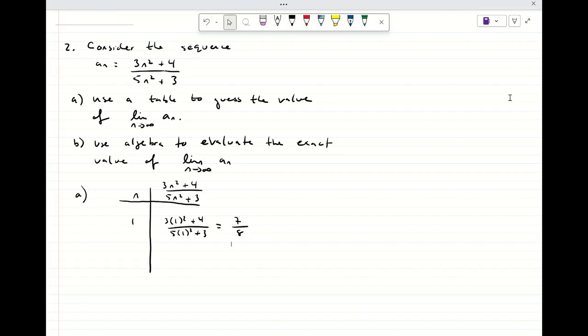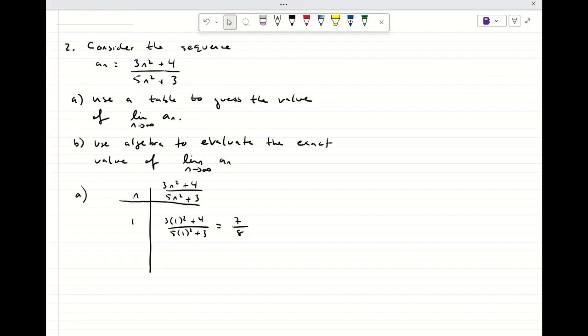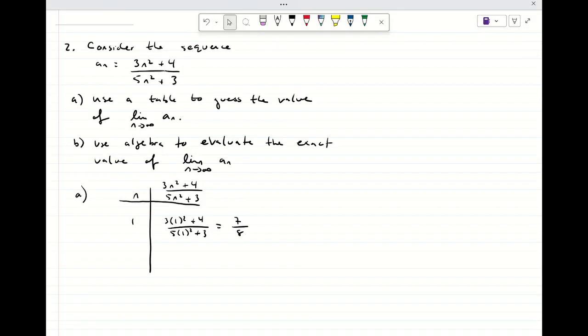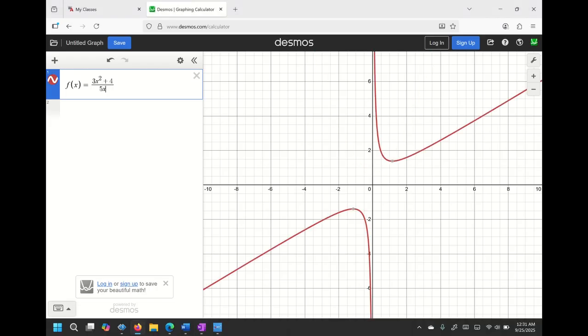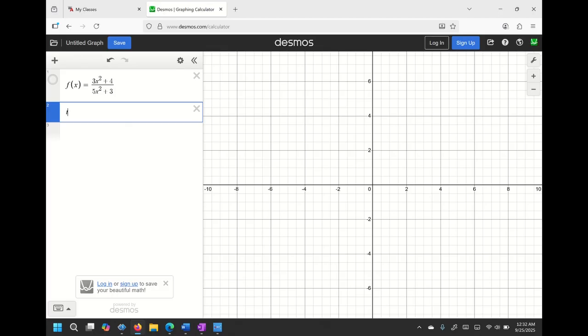We can expedite this process by using decimals. I can say that f of x is equal to the fraction of 3x squared plus 4. That's the top. And for the bottom, 5x squared plus 3. Ignore the graph for a second. And I can create a table on decimals by typing TABLE. It has x1 and y1 because often you use this for statistics purposes. For that first column, I'm going to replace it with x, and the second column, I'm going to replace with f of x.